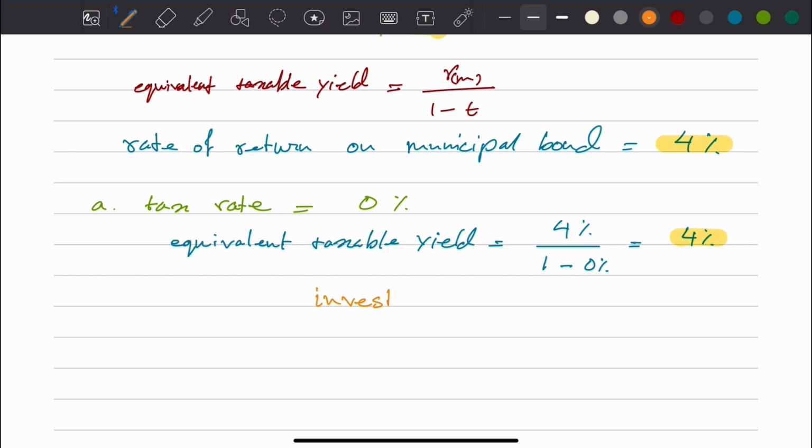Invest in either bond, because both of them are going to generate him a return of 4%. Okay, or both of them are going to yield 4%.